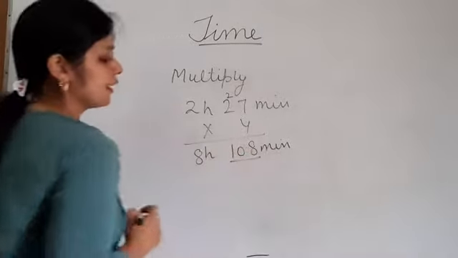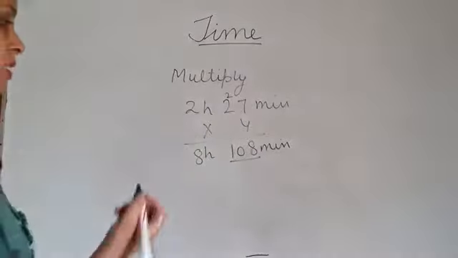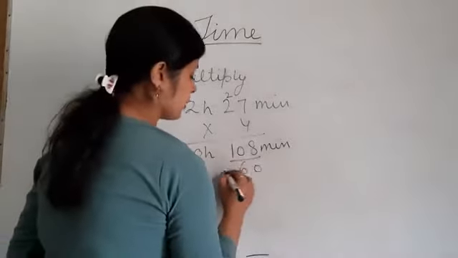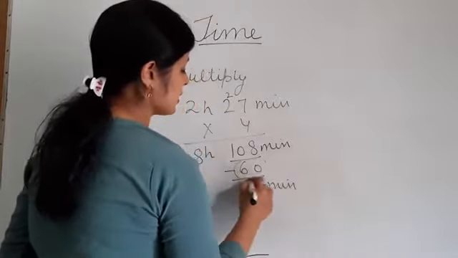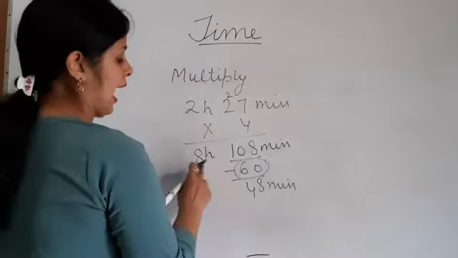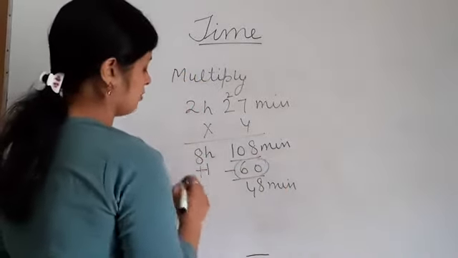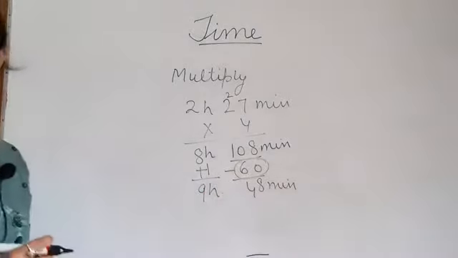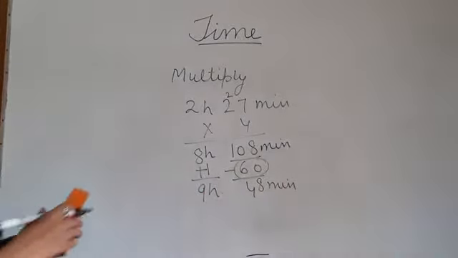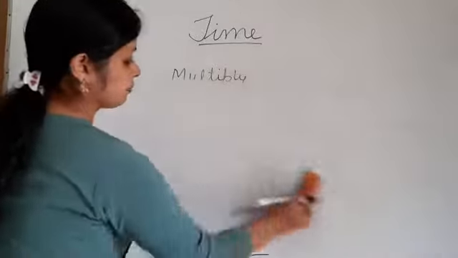Now 108 is greater than 60, so I'll subtract 60 from this side, giving 48 minutes, and this 60 which is subtracted, when added to hours, will become 1 hour. So 9 hours 48 minutes will be your answer. Take one more example.